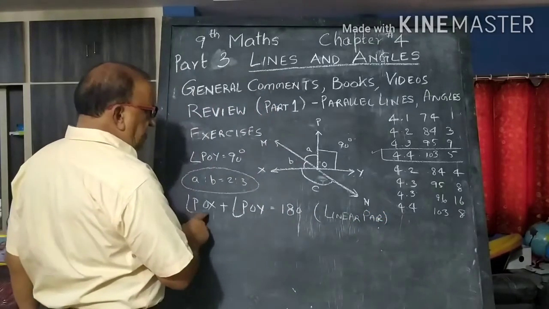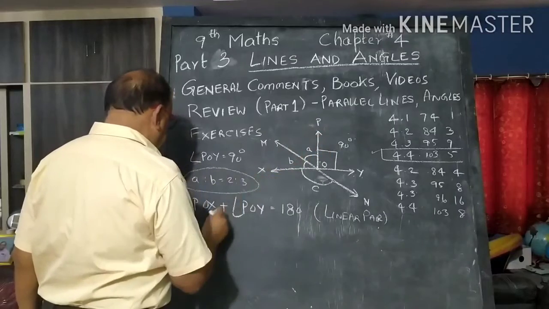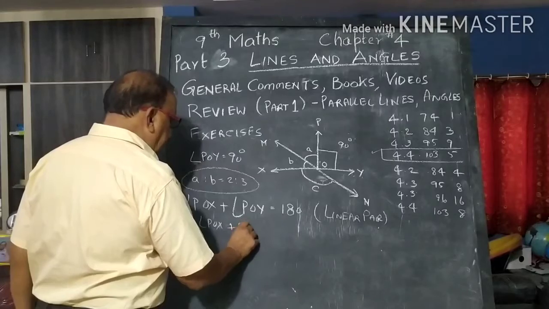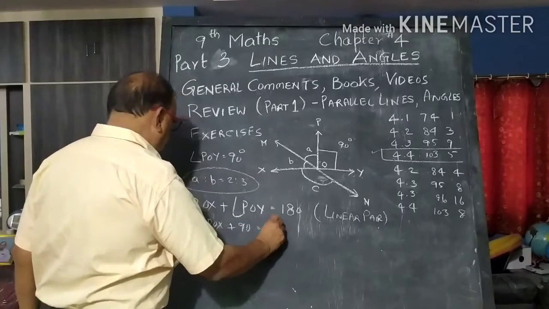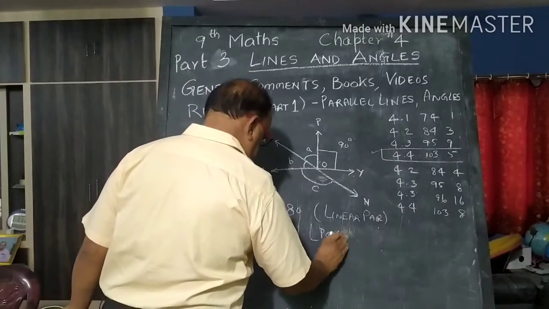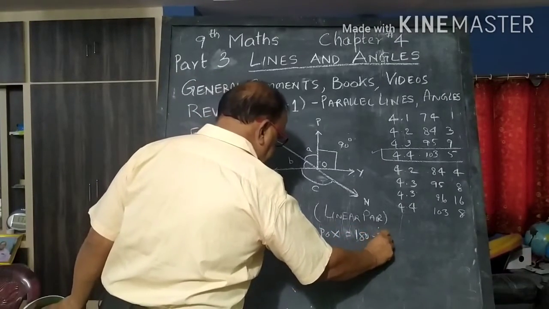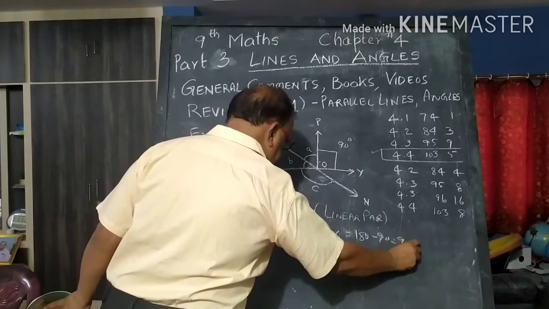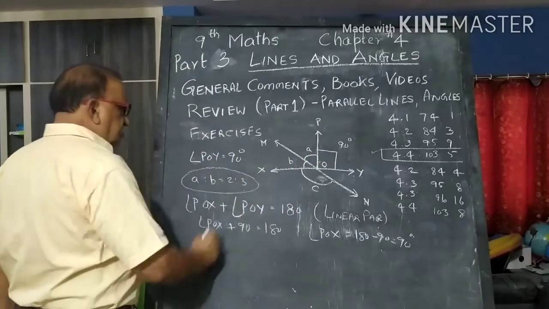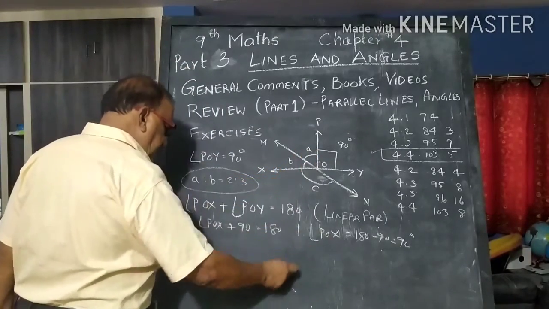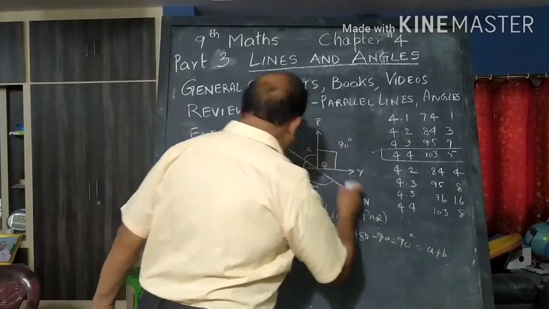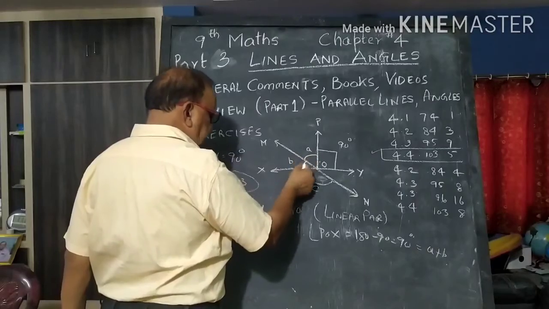Okay. Now angle POY is 90, therefore angle POX plus 90 is equal to 180. Therefore, angle POX is equal to 180 minus 90, that is equal to 90 degrees. Okay? So that means this is also 90 degrees. Now, you can see here that POX is nothing but A plus B. Right? POX is angle A plus angle B.